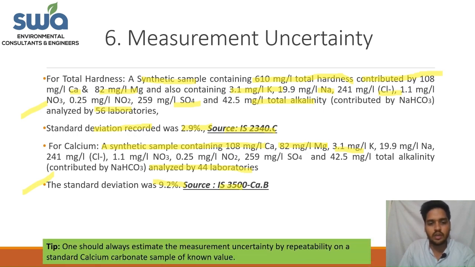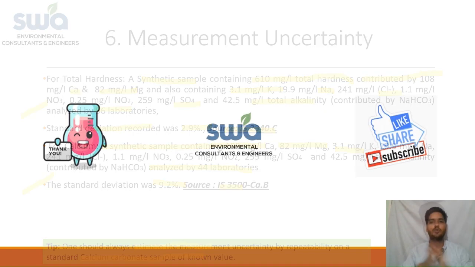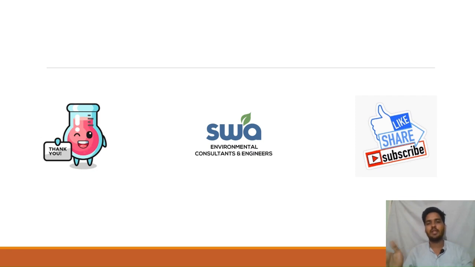One should always calculate their own measurement uncertainty with the repeatability of a standard calcium carbonate sample of known value. So we have understood everything about total hardness, calcium hardness, magnesium hardness, total calcium content and total magnesium content.